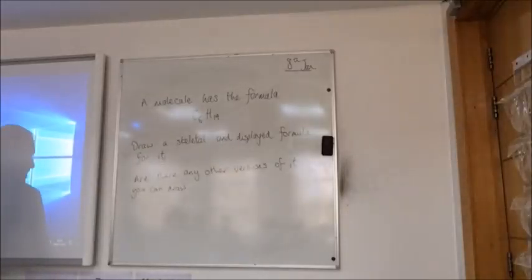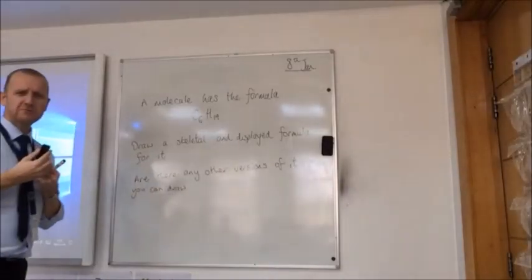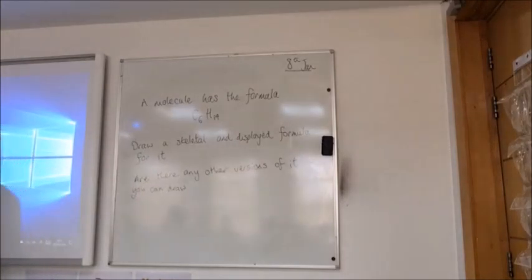So to start us off, basically going back to what we were thinking about last lesson: molecular formula, structural formula, skeletal and displayed. What I want you to come up with is, there's a molecule. It has the formula C6H14. Can you draw a skeletal and displayed formula for it?